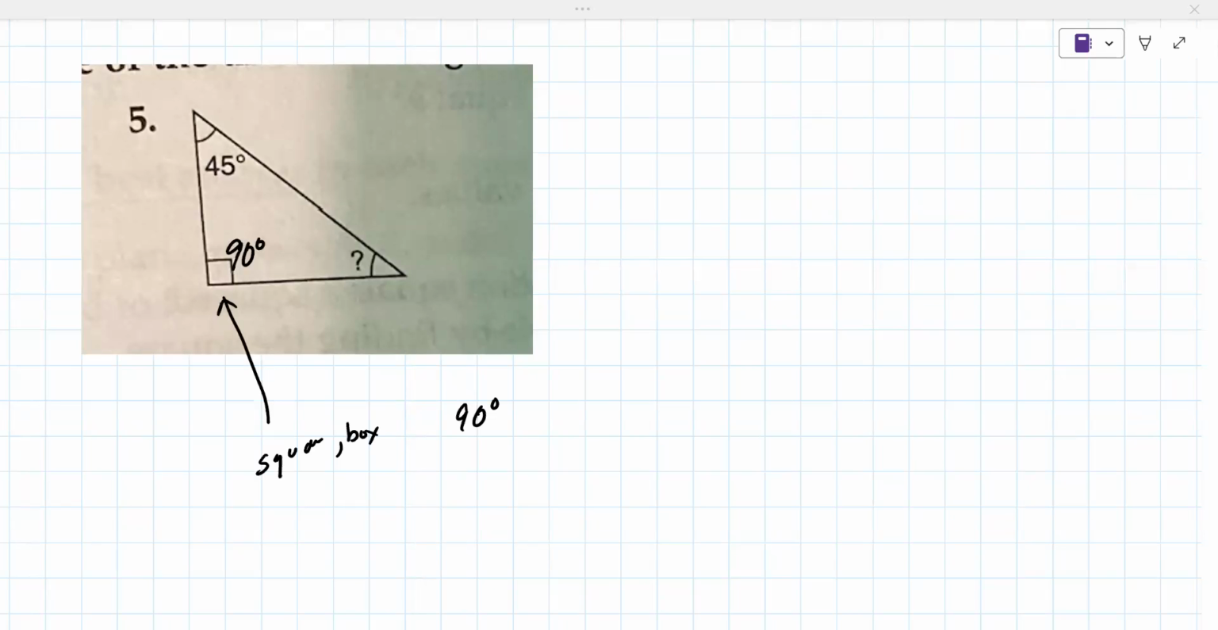And it'll still always add up to 180? Still adds up to 180. Always adds up to 180. Is it 45? It is 45, yes. Very good.